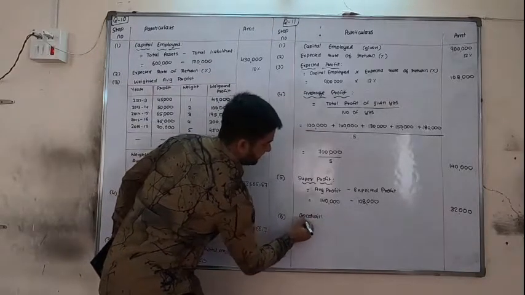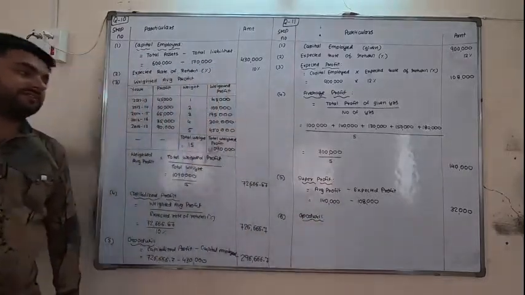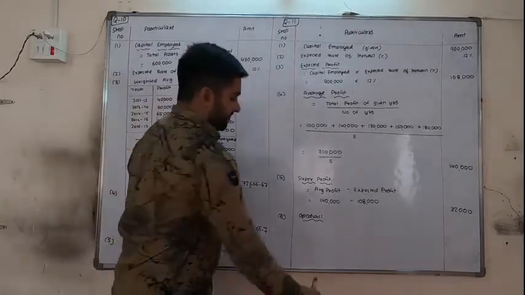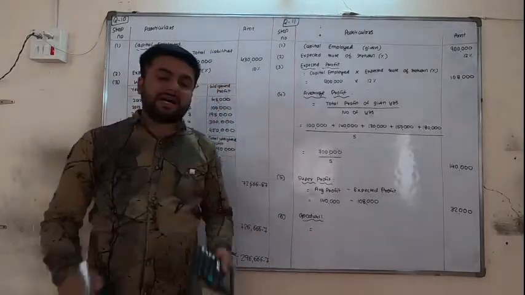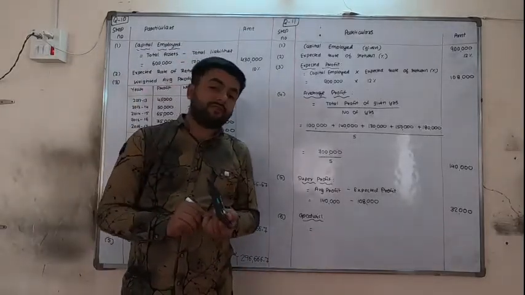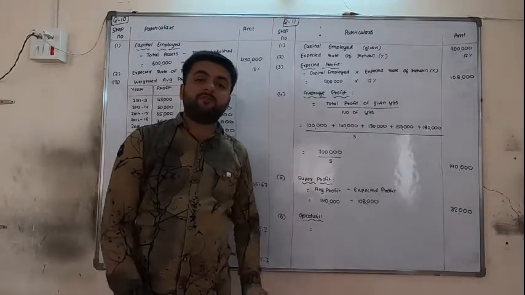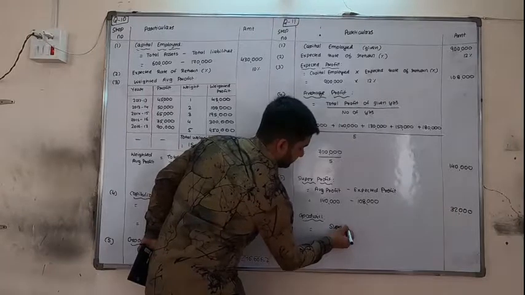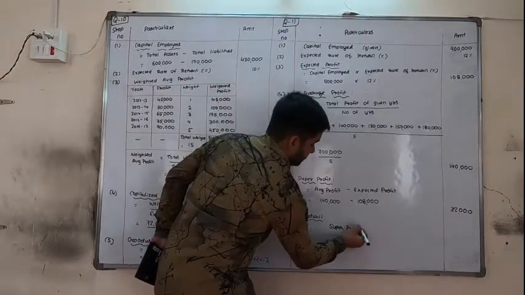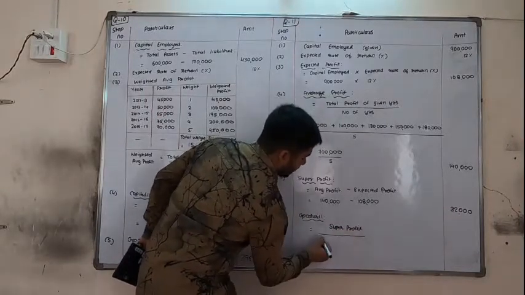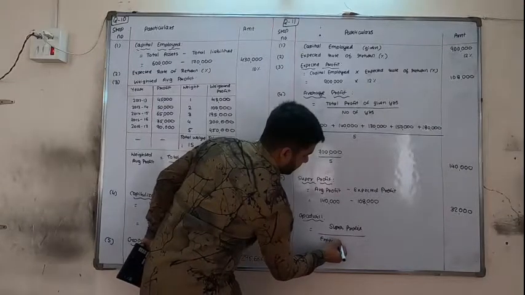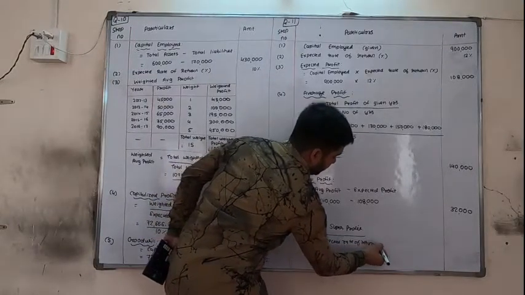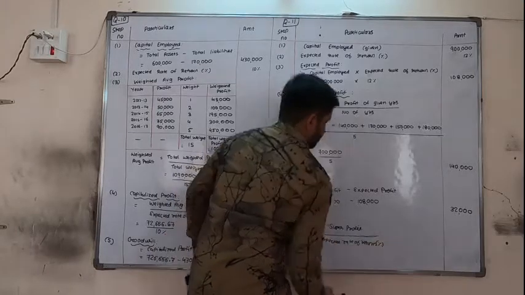Now see, till here there is no change between the super profit method and the super profit capitalization method. Only the last step is different. In super profit method, the last step is super profit into number of years of purchase. And in super profit capitalization method, the last step is super profit divided by expected rate of return in percentage.